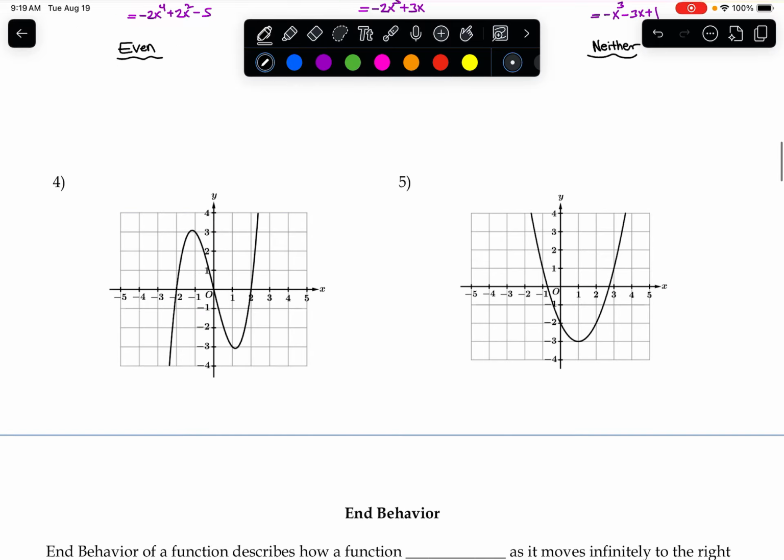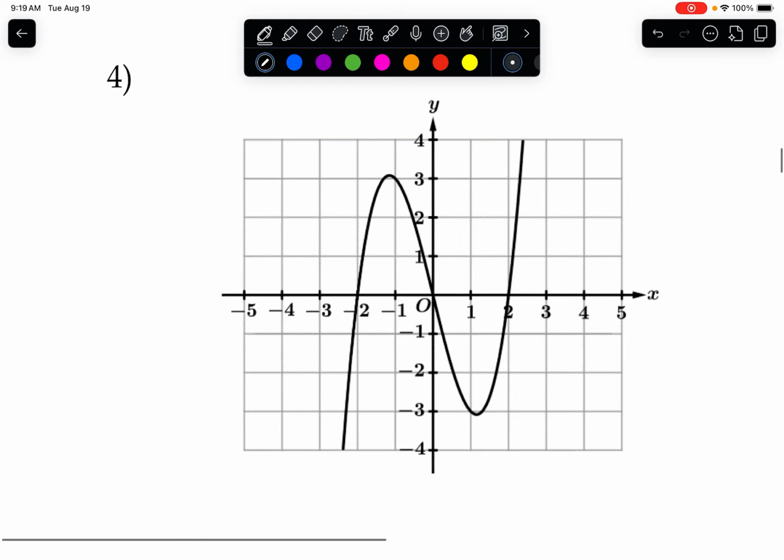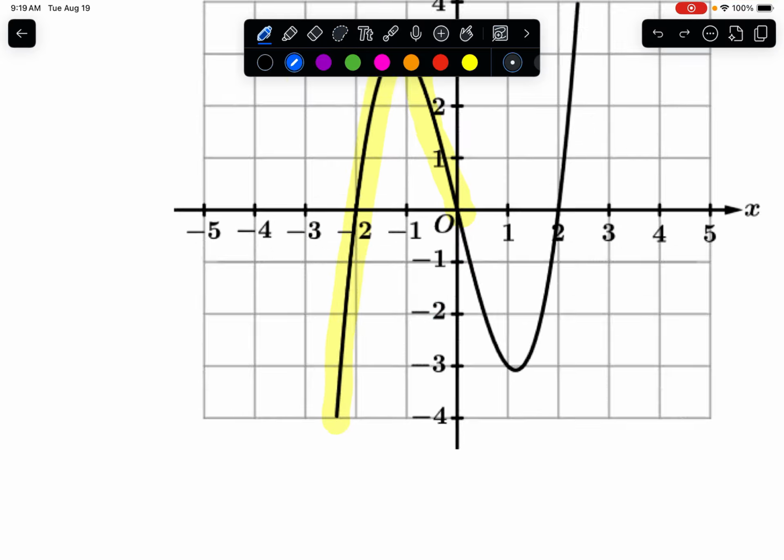Now looking down here at 4 and 5, now we're looking at it graphically. So number 4, what I like to do on my iPad is I like to just trace over this first part of my graph. And then what I do is I'll rotate it and see if it overlaps. And it does. So we have rotational symmetry, which tells me that this is going to be odd.